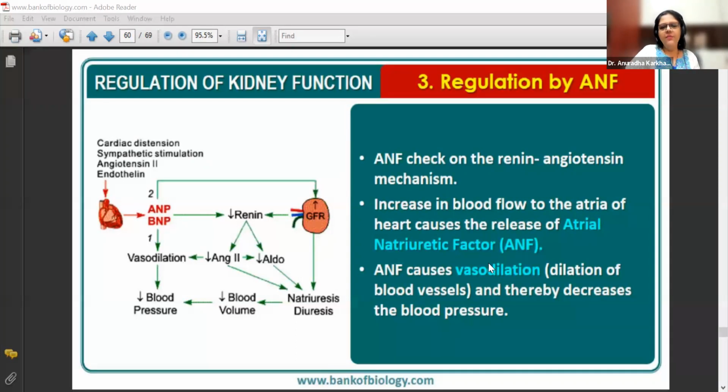ये देखो, atrial में है, atrium is going to be your heart. ANF checks on the renin-angiotensin mechanism. So to counteract the renin-angiotensin mechanism, ANF has to be secreted. Increase in blood flow to the atria of the heart causes the release of atrial natriuretic factor. ANF causes vasodilation. So vasopressin was causing vasoconstriction. ANF will cause vasodilation and thereby decrease the blood pressure.